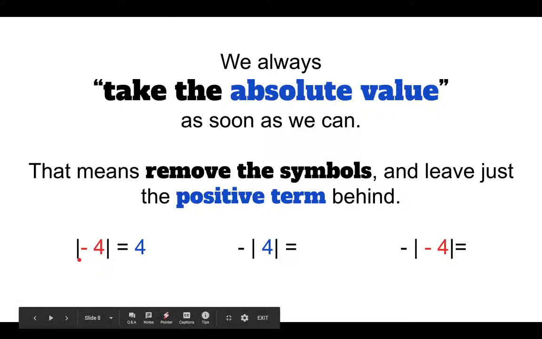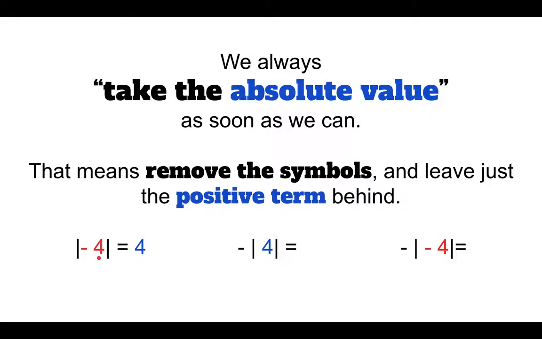So here I have the absolute value of negative 4. So I'm going to remove the symbols and leave the positive term behind. So the absolute value of negative 4 is positive 4 because absolute value is always positive. Here, we're taking an absolute value of positive 4, but we have this negative sign outside. So we're going to remove the symbols, change whatever's inside to a positive, but we have to bring this negative with us. So the opposite of the absolute value of 4 is negative 4.